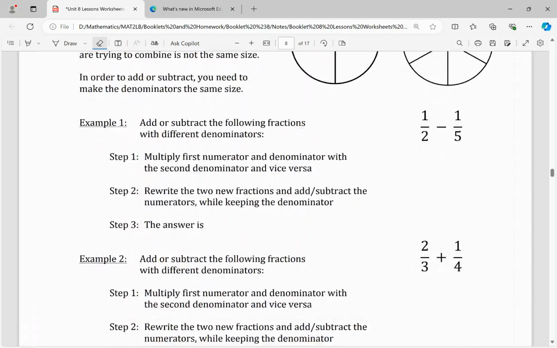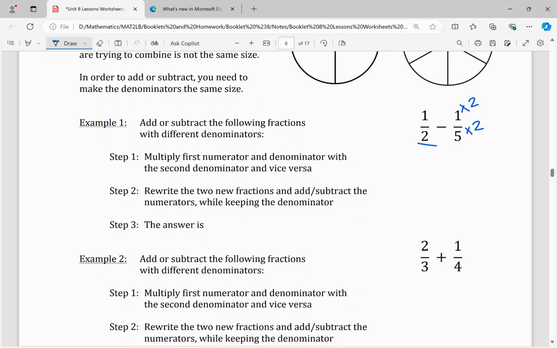So as you can see here, we have 1 over 2, subtract 1 over 5. Now, you cannot subtract the numerators until the denominators are the same. So you have a couple of options. We will go over one technique in this lesson and a slightly harder but shorter technique in the next lesson. In this lesson, your strategy is the following. In order to make the denominators the same, you are going to multiply the second fraction by the first denominator.